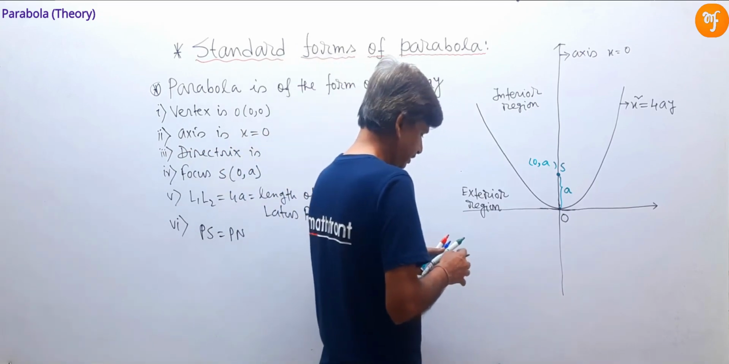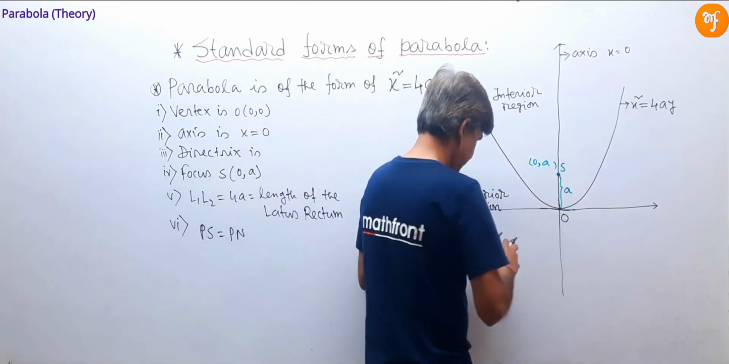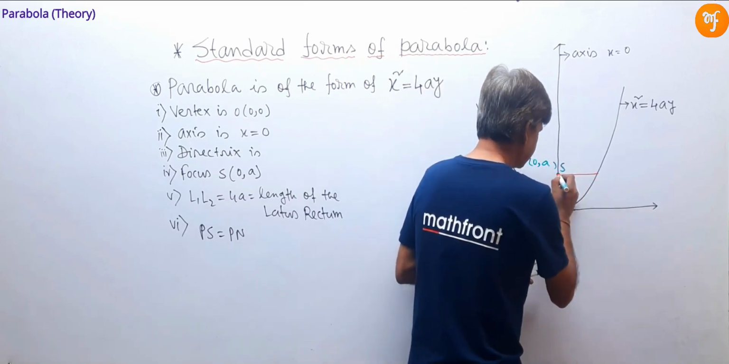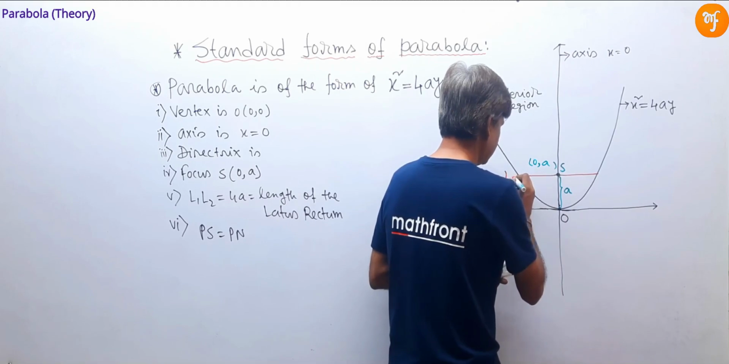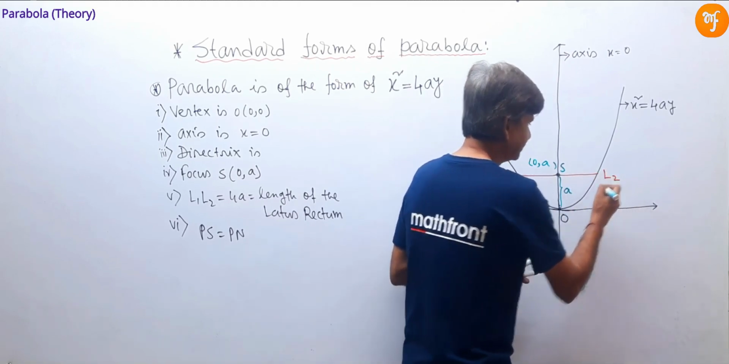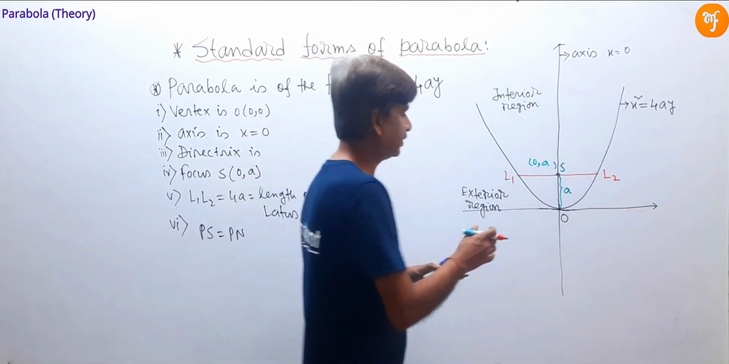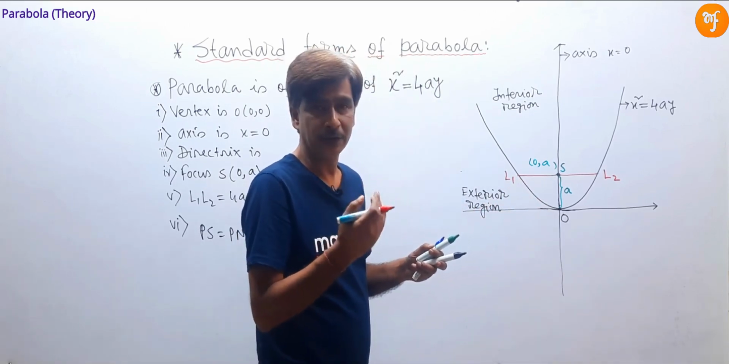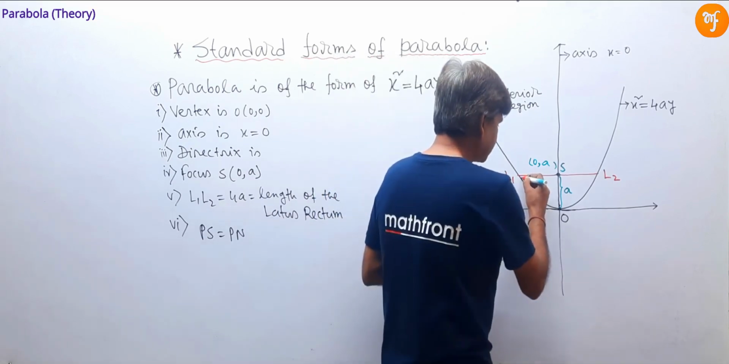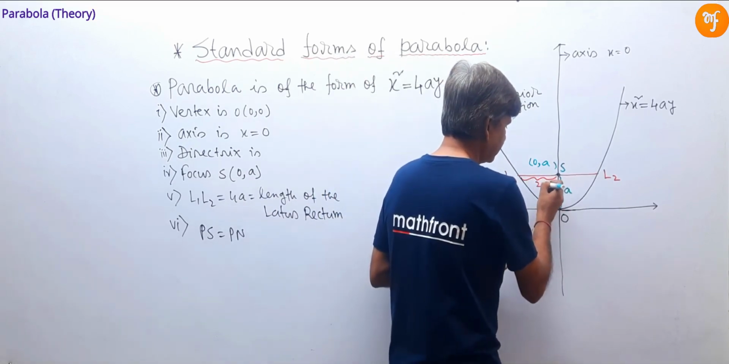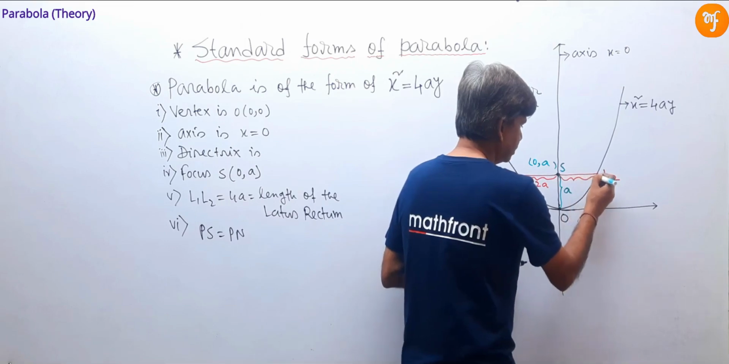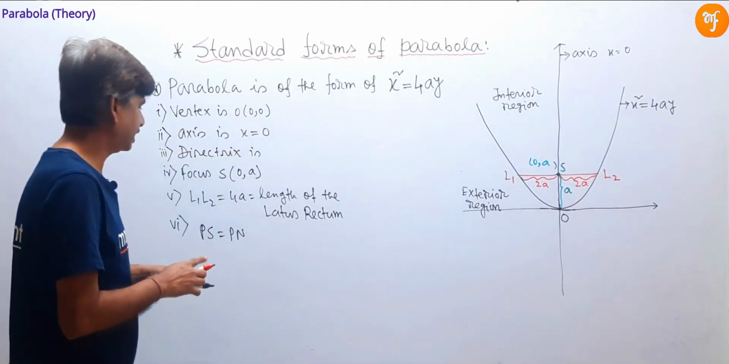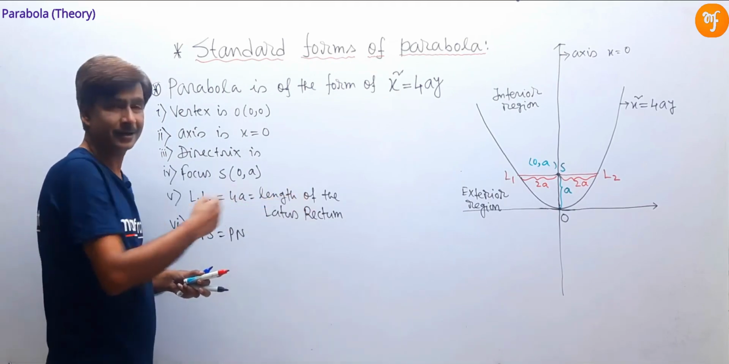Definitely this is the latus rectum, the least focal chord. So L1 L2 is the latus rectum. Okay, and you know very well the latus rectum of any parabola has length 4a. So this is 2a and this is also 2a. Clear? Okay, so L1 L2 is equal to 4a, equal to the length of the latus rectum.